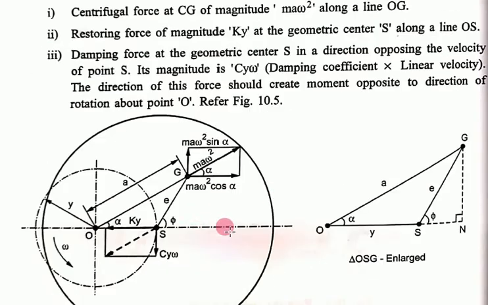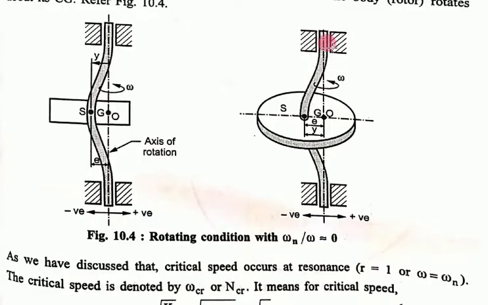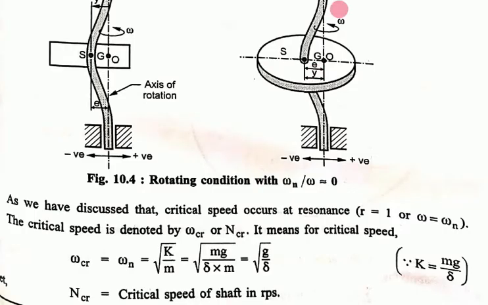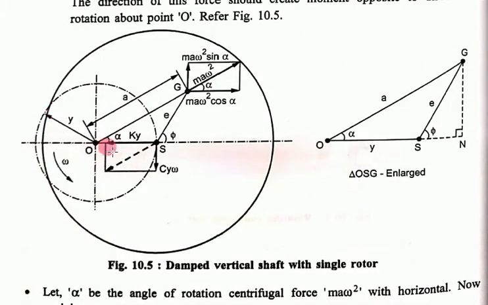Here you can see this figure. This dotted line is the center line. It is like a shaft, and this dark line is called the rotor. The center of the shaft is O, and the center of the rotor is S. I hope the image is a top view. You can understand this is the shaft, and due to deflection, this is the center of the rotor.